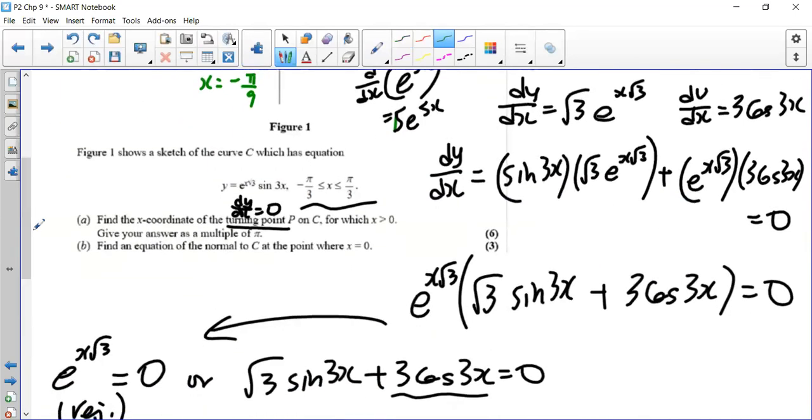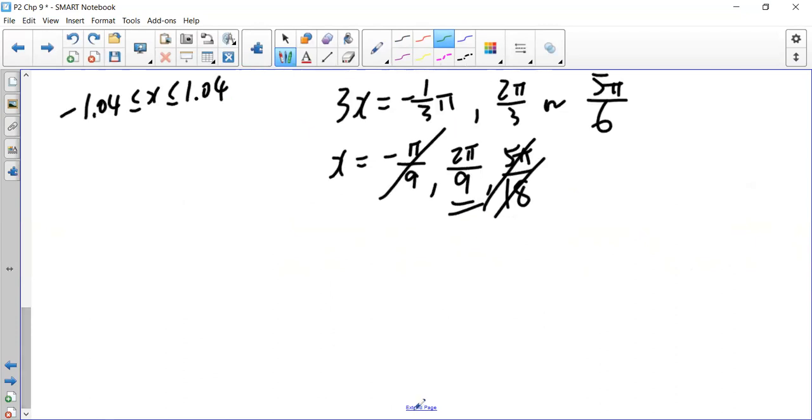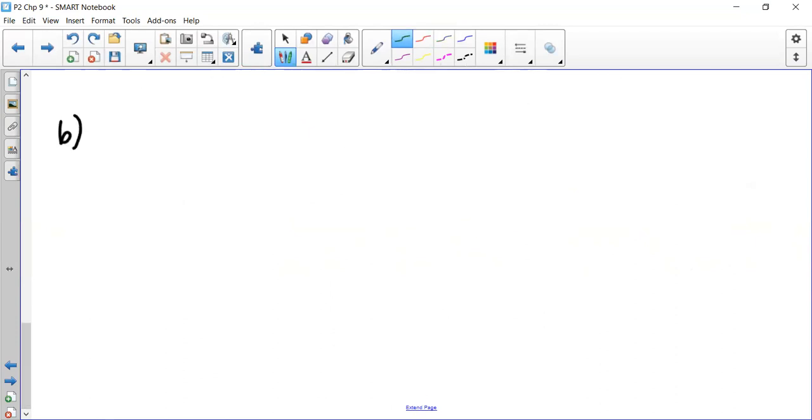Part B. Find an equation of the normal. So if you're happy with it, pause the video, have a go at part B. Okay. Find an equation of a normal to the curve at the point where x is 0. Equation of normal brings us back to year 12.